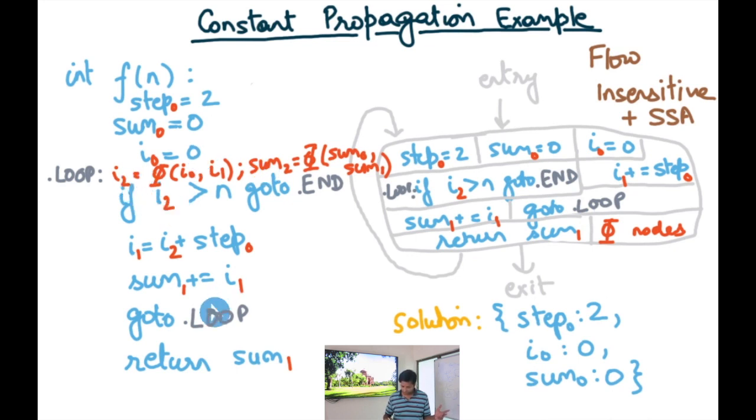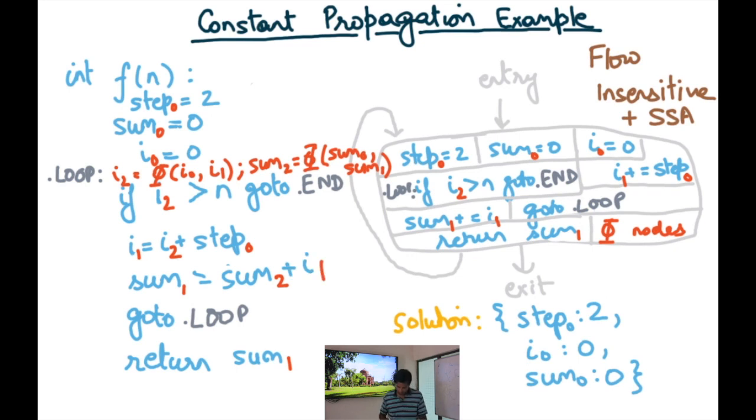Similarly, I create a phi node because there's a loop edge. So there are 2 incoming edges to this loop head, one from the initial entry and one from the back edge. And I'm flowing in 2 values, I0 and I1 for I. And similarly, I'm flowing in 2 values for sum, sum 0 and sum 1. And so I say I2 equals phi of I0, I1, sum 2 equals phi of sum 0, sum 1. And then I check the condition. The current version is I2. So I say if I2 is greater than n, then go to end. I say I1 is equal to I2 plus step 0. Because this is a new assignment, the versions I have for I are 0 and 2 so far, so I use a different version, in this case 1. So I1 equals I2 plus step 0. Similarly, sum 1 equals sum 2 plus I1.